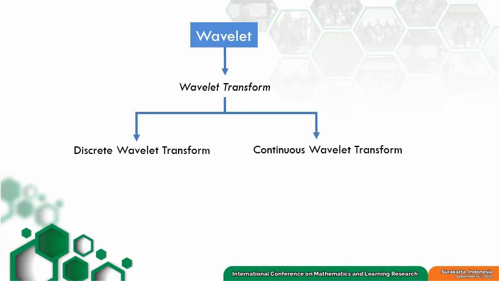While the discrete uses a finite set of wavelets, it is defined at a particular set of scale and location. Some families of the discrete wavelet transform are Haar and Daubechies, and of the continuous wavelet transform are Morlet and Mexican Hat. In this research, we use wavelet power spectrum and Morlet wavelet to analyze the signal.